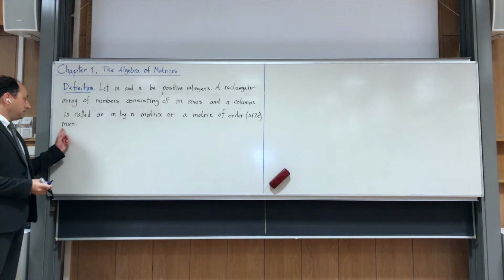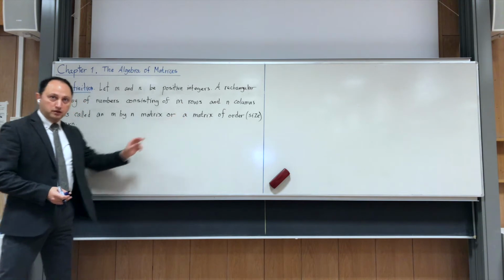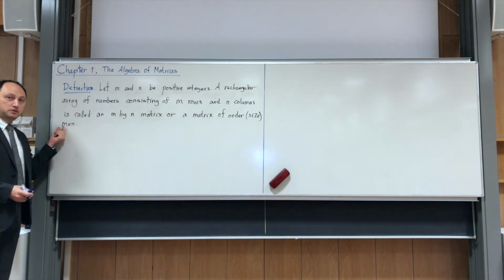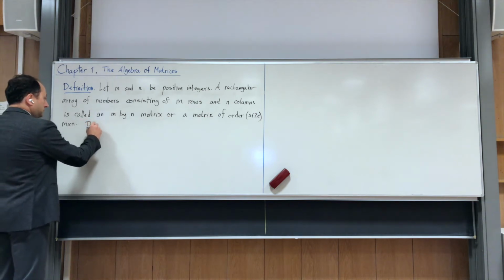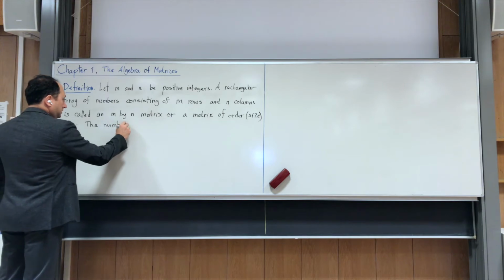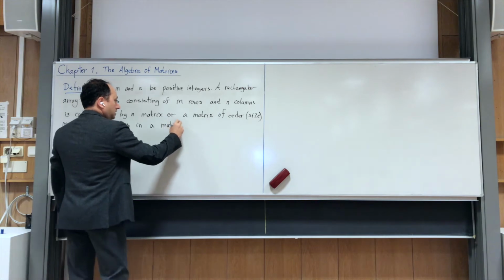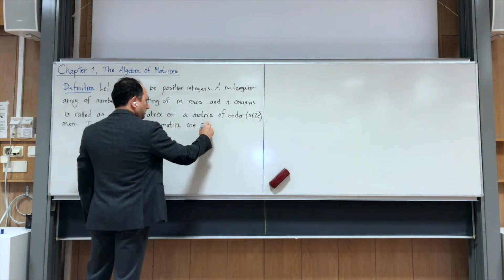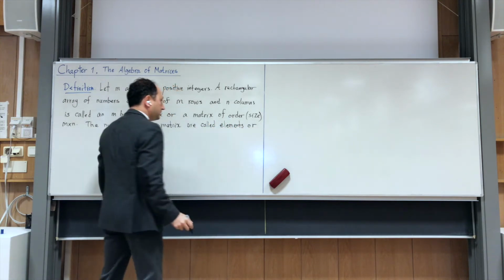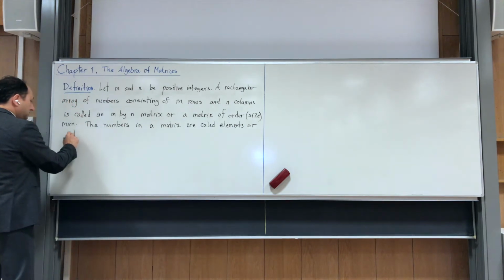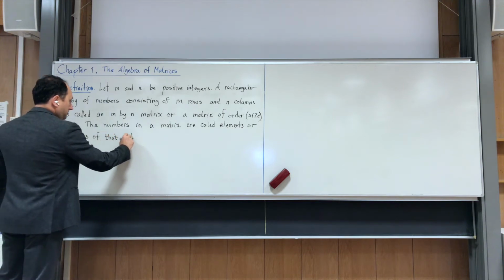So this is the way that we denote this matrix. m refers to the number of rows. This is very important by convention in matrix theory. This first number refers to the number of rows, and n refers to the number of columns. Okay? The numbers in a matrix are called elements, or I prefer to use the word entries, of that matrix.